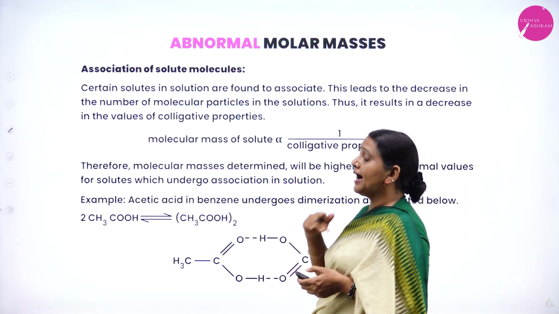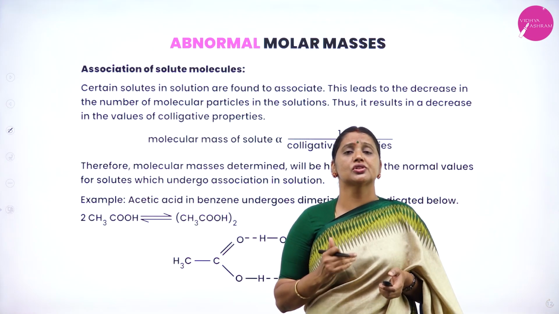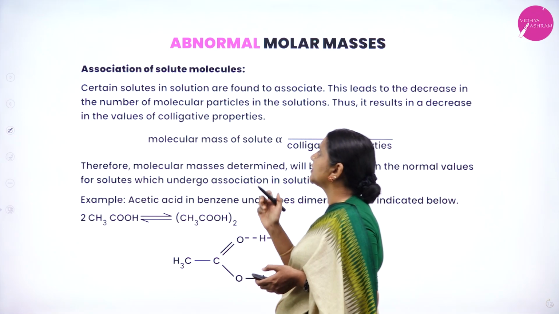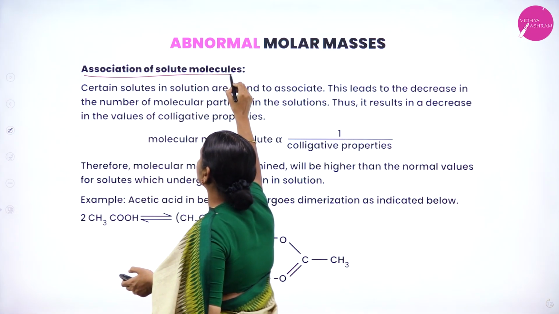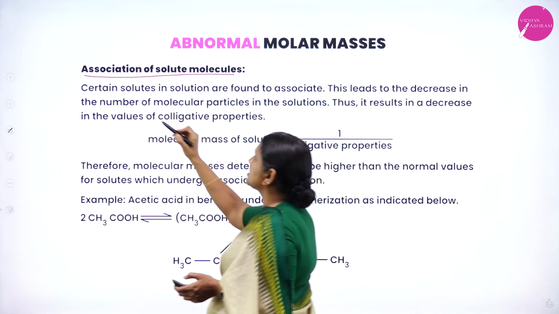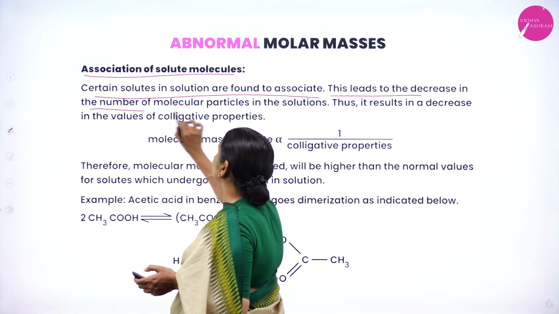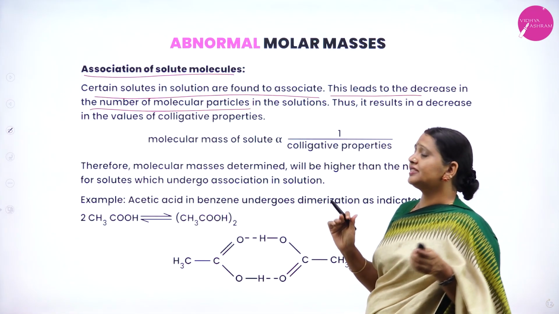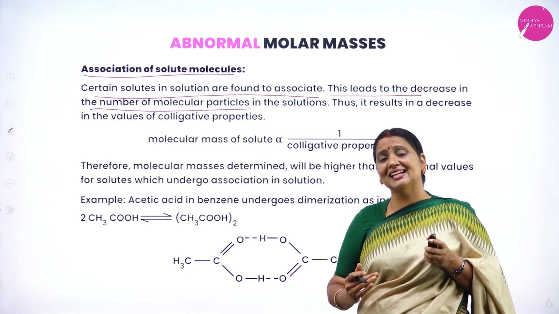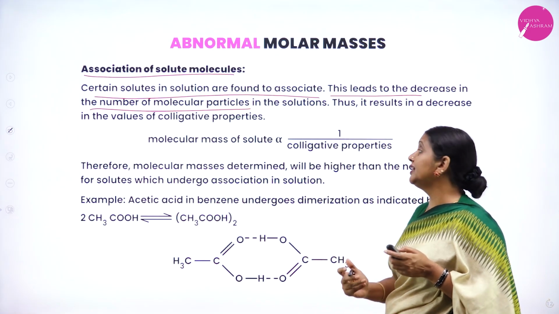If the solute is associable or dissociable, how can it be calculated? For example, take the association of solute molecules. Association means combination. Certain solutes in solution are found to associate. This leads to a decrease in the number of particles in the solution. What happens when particles combine together? The number of particles decreases. When the number of particles decreases, the colligative property also decreases.